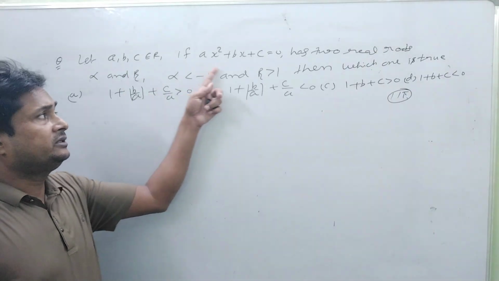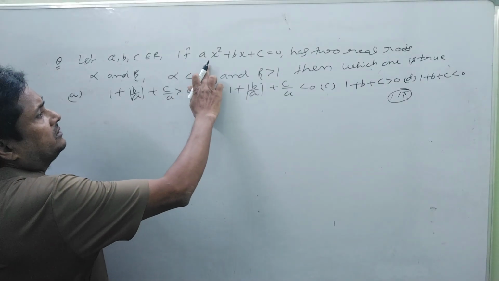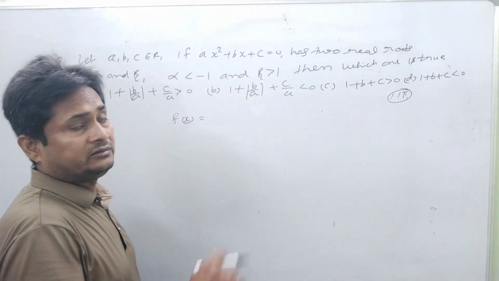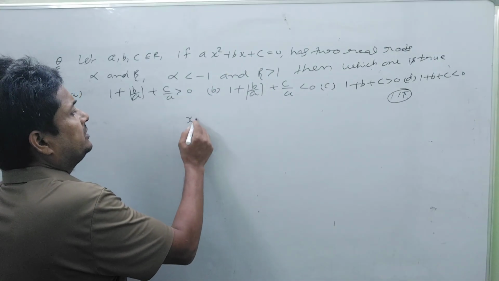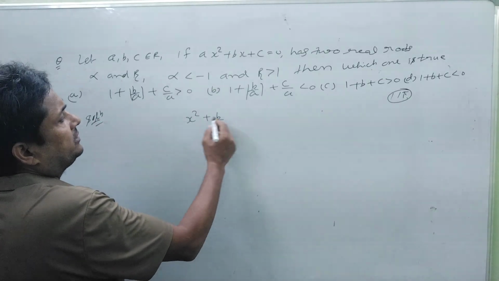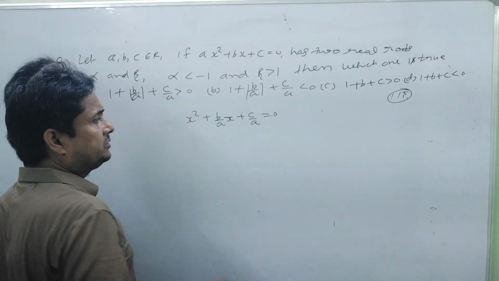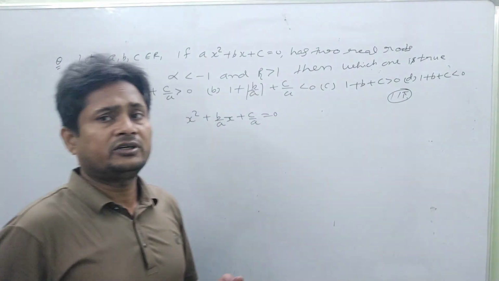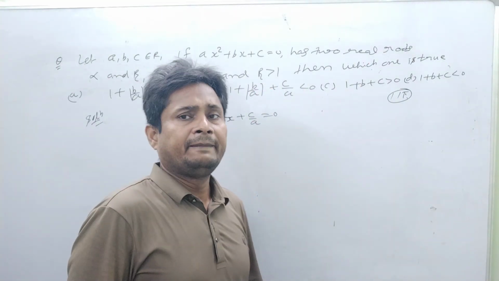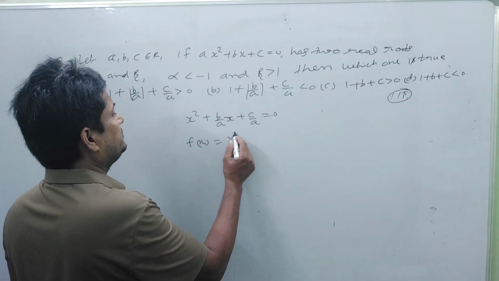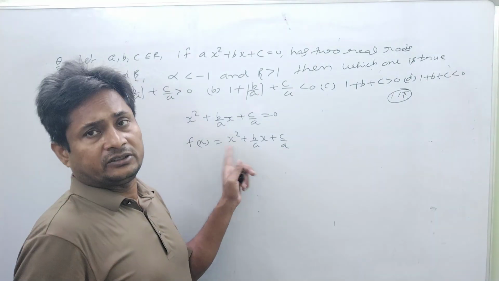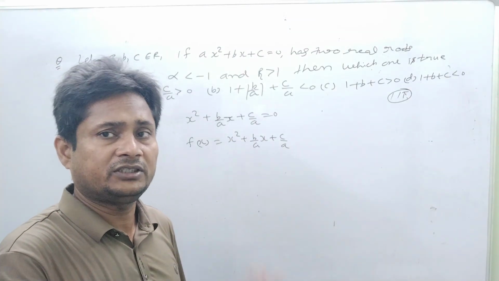a, b, c are real numbers and the quadratic equation is given. So we can take the quadratic equation fx, and it's better to first divide this quadratic equation by a. If you divide by a, you will get x square plus b by a x plus c by a is equal to 0. Why am I dividing by a? So that the coefficient of x square is unity and positive, so it will always be an upward parabola. So take fx is equal to x square plus b by a x plus c by a. The coefficient of x square is positive, which gives an upward parabola.